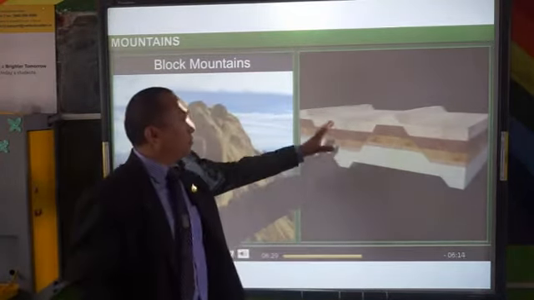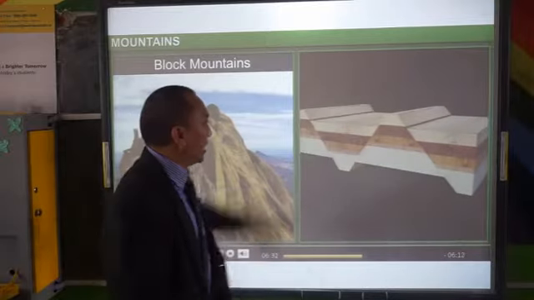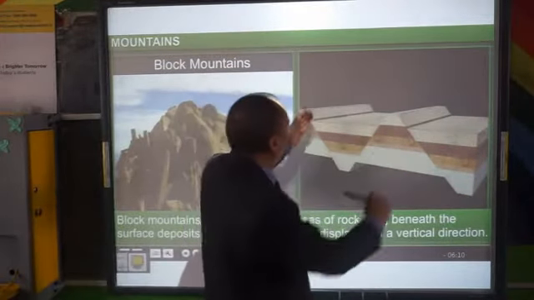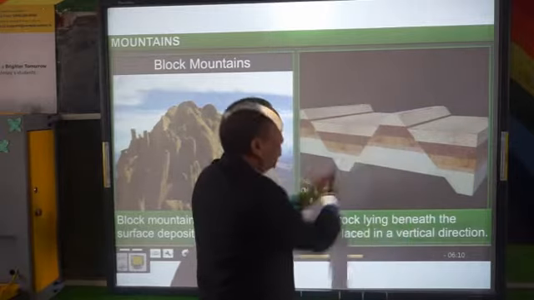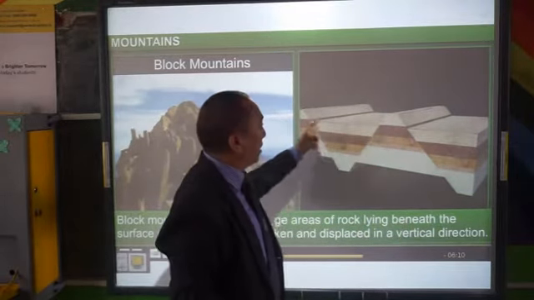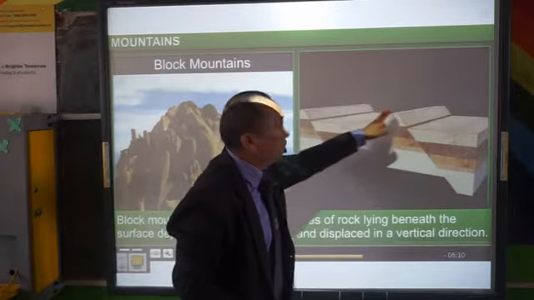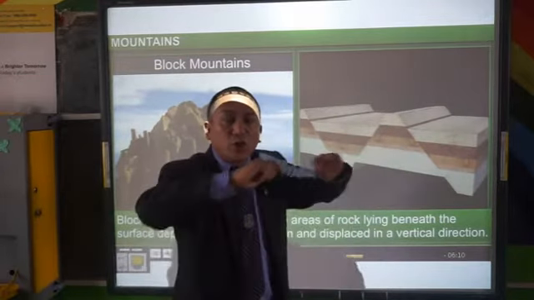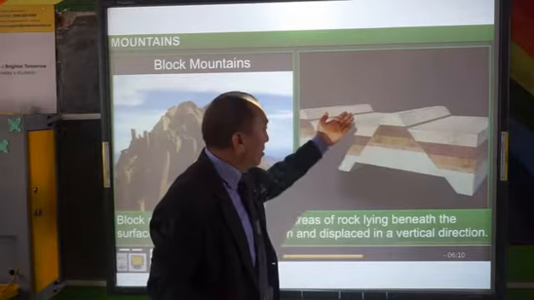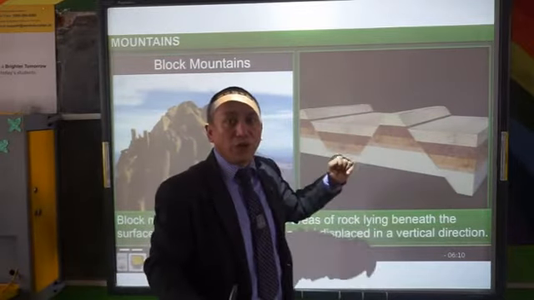This is the formation of a block mountain. You can see how it is formed there. Because of tensional force, what happens? The central part starts to move down. This is a rift valley, whereas this on top is a block mountain. That is because of the tensional force. They move down, forming a rift valley or a block mountain.